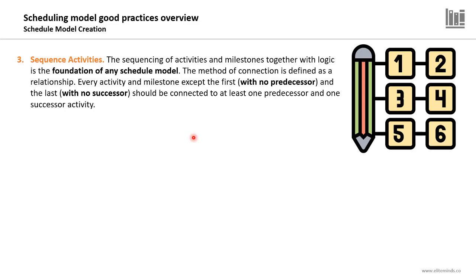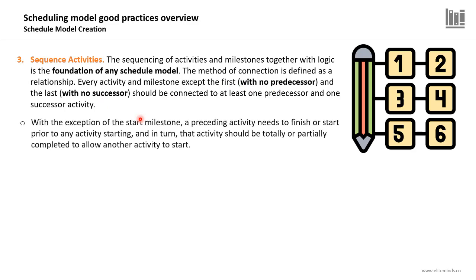Every activity and milestone except the first milestone in the project and the last milestone or activity in the project should be connected to at least one predecessor, which is the previous activity, and one successor activity, which is the following one. The only activities or milestones that can be without a predecessor or without a successor are the first milestone, because there will be nothing before this milestone. It's the first activity on the project or milestone, so there will be no predecessor. And the last one, because it is the last one in the project, so there will be no successor activity.